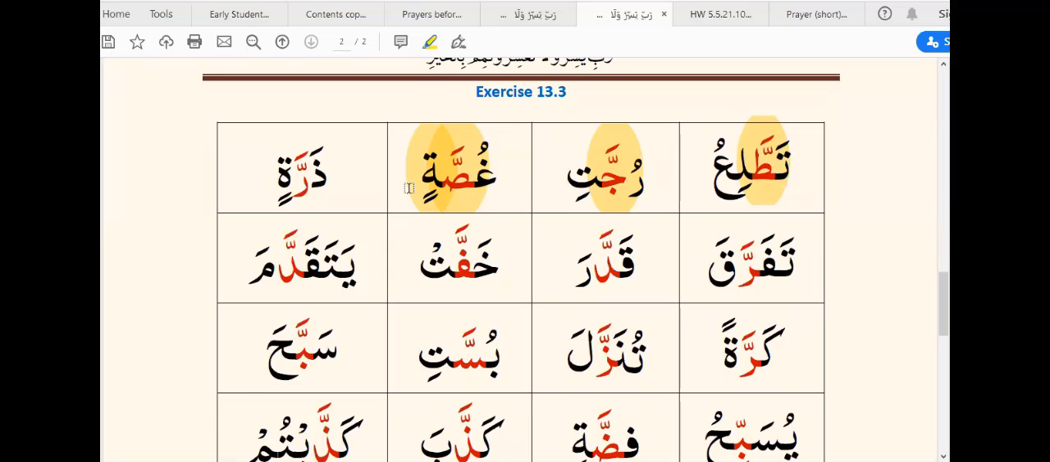Good. Well done. So the next word, we have letter ra with the shadda. So we are going to join letter zal with ra. Zar. Ratin. Zarratin. Well done. Can you see that we're producing two ra sounds? Zar, ratin. Well done. MashaAllah. Very well read.